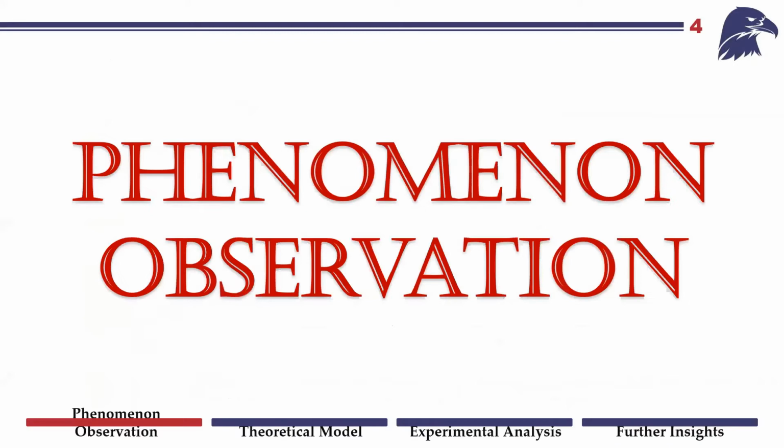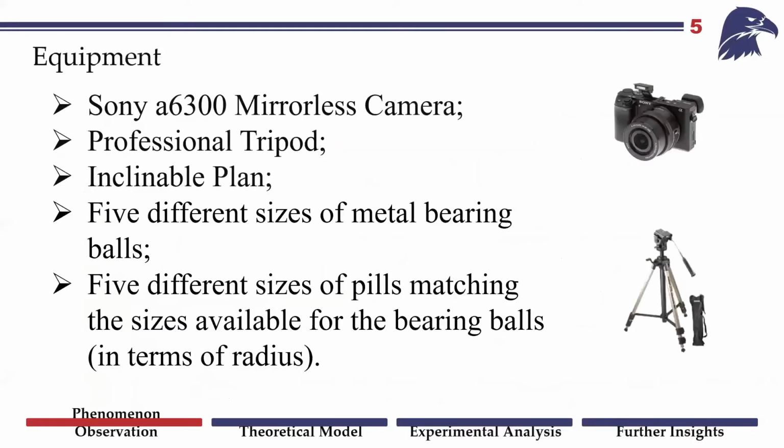Okay, so first, phenomenon observation. We used a high-speed camera, the Sony A6300 mirrorless camera, a tripod, an inclinable plane, 5 different sizes of bearing balls, and 5 different sizes of pills, matching the sizes of the bearing balls in terms of the radius. The radius of the ball matches the radius of the cylindrical part of the pill.